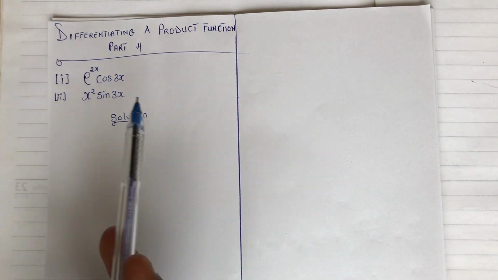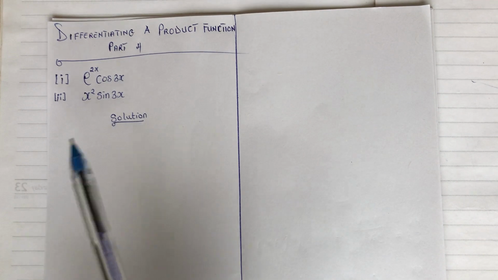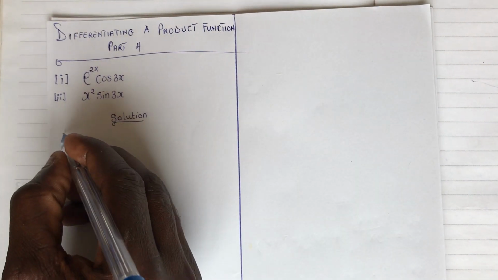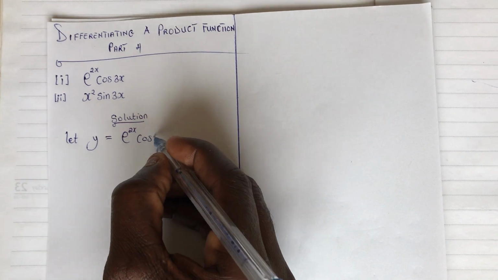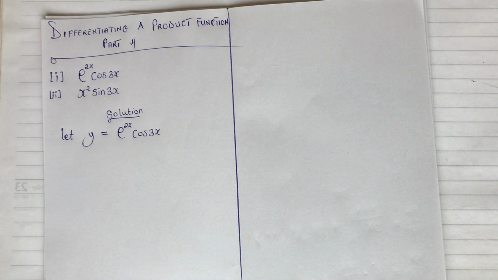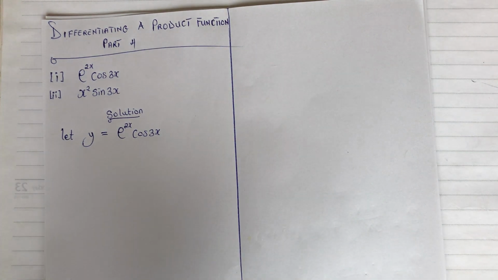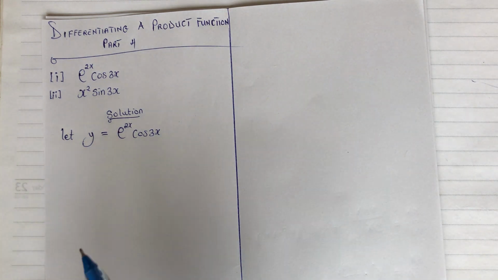To make the work very simple, I will label all the functions to be equal to y. So let's say that let y be equal to e raised to the power 2x cos 3x. Then in mind, I would use 2 methods. Actually, I want to use both methods for you to get the understanding, and you decide on which one you prefer. So for this one, let's use the variable method.